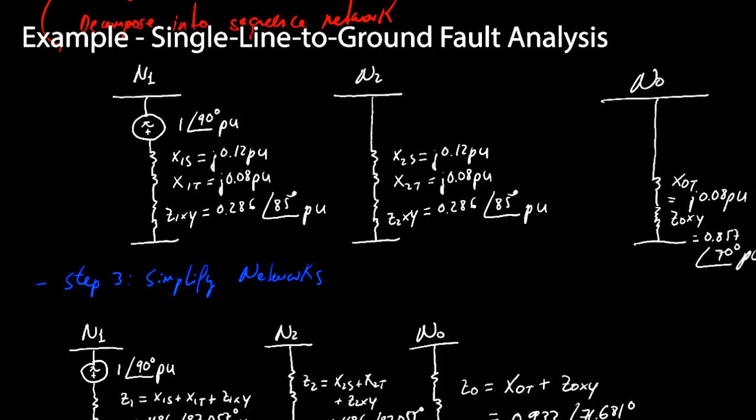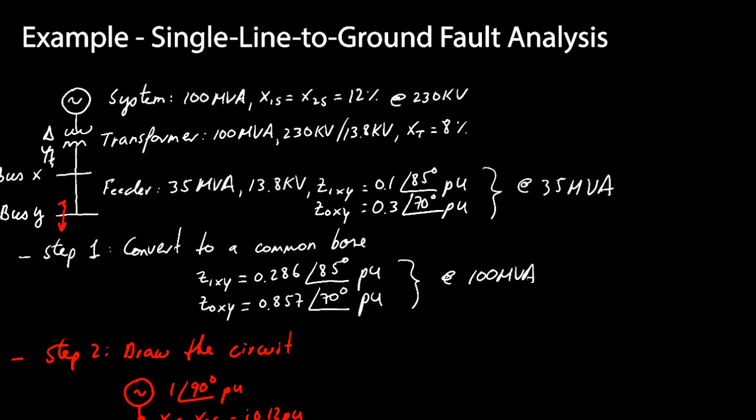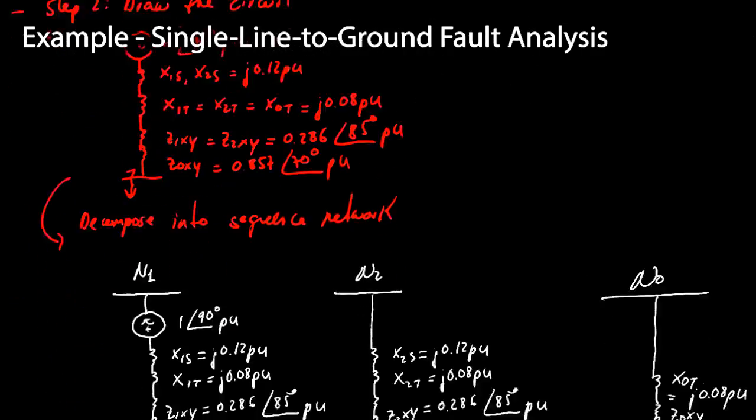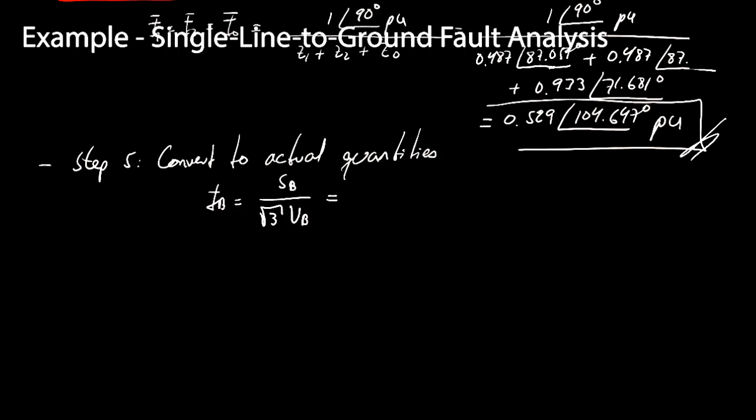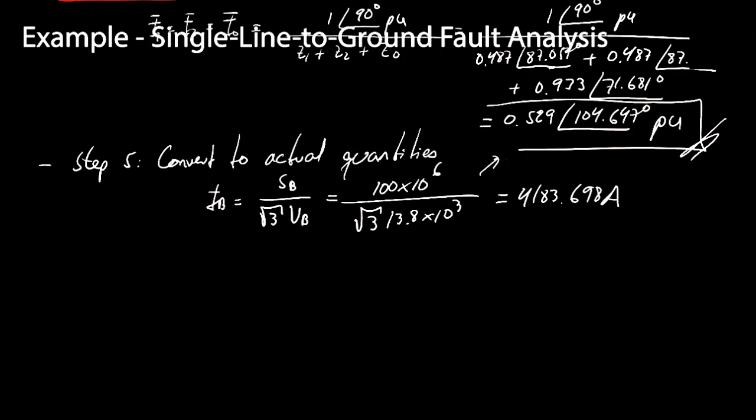So I want the answer right at the location of the fault, which in this case was bus Y over here, which is at 13.8 kV. So I'm going to use that for my base voltage. And here, again, we used 100 MVA as the base power. So 100 times 10 to the 6 divided by square root of 3 times the base voltage, which is 13.8 times 10 to the 3, so 13.8 kV. And this is equal to 4183.698 amps.